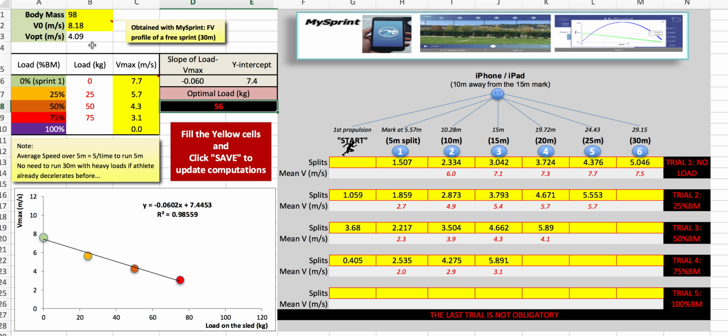All right, so this is how you determine the load at which you're supposed to reach maximum power, and you're supposed to work against at maximum power for a long duration if you do a full effort with that.